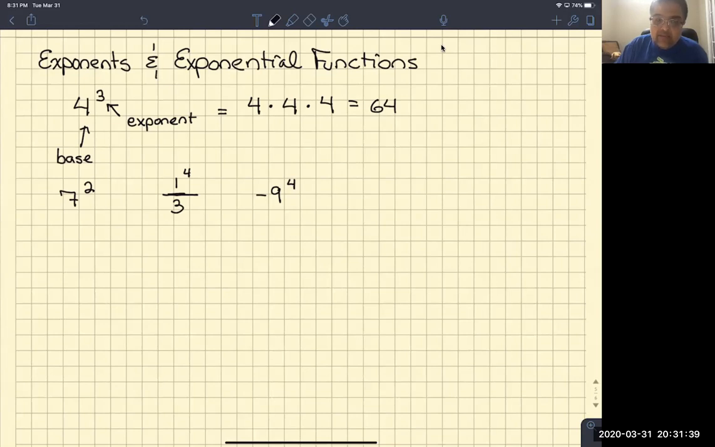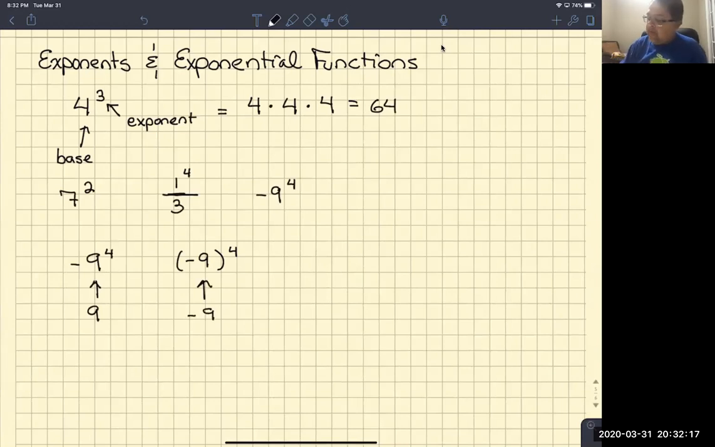If I want something else other than the number or variable in front of the exponent to be its base, I have to use parentheses. So, since there's no parentheses, the base of the exponent is 4. However, here, in this example, since there's parentheses involved, the base of the exponent is -9, okay? So in this case, the base of the exponent is 9, and here the base of the exponent is -9.